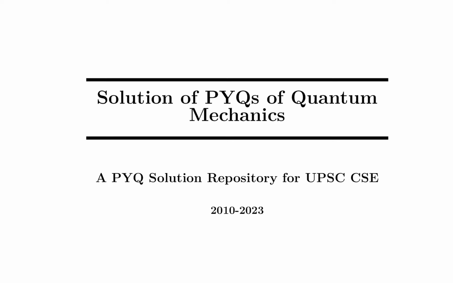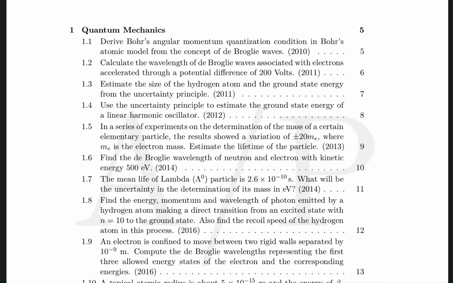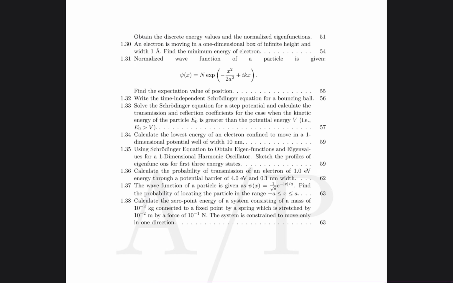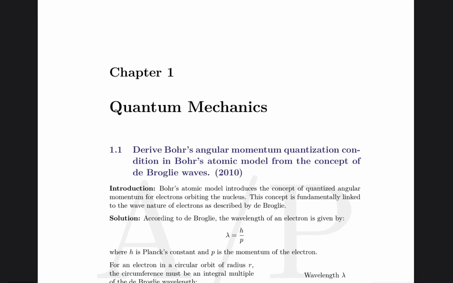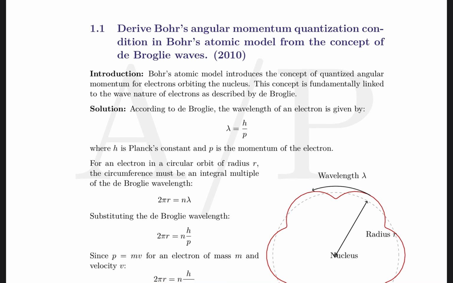In this class we will be solving the PYQs from quantum mechanics, and we will try to solve as many questions as we can. So we'll start from 2010 onwards. Let's come to our first question. It states, derive Bohr's angular momentum quantization condition in Bohr's atomic model from the concept of de Broglie waves. This is a question from 2010.